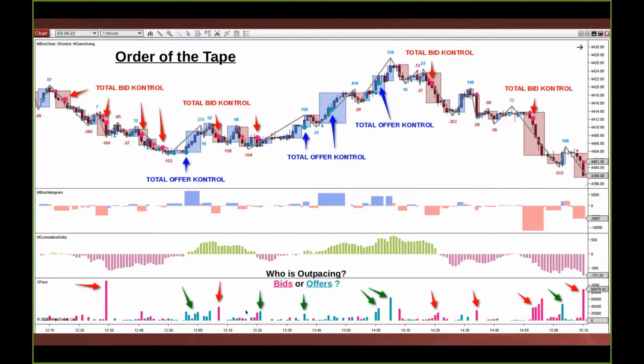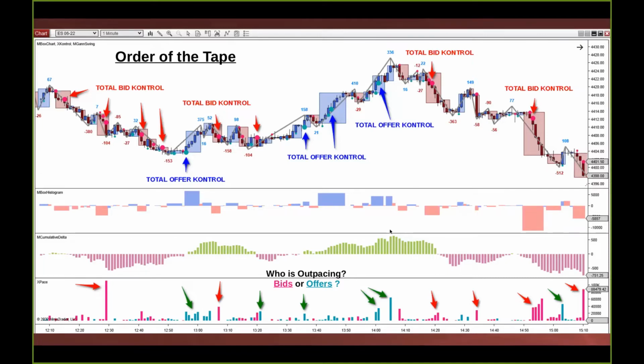So this is a graphical representation of the tape X pace, right? Where you see that it's blank doesn't mean that there was no pace. With the X pace, what I did is a lot of filtering. It filters out just insignificant pace, right? So it allows you to see who's in control graphically a bit easier. So here the offers are in control, and then here the bids get in control. Here we see offers spike up, bids. Okay, so let's move on.